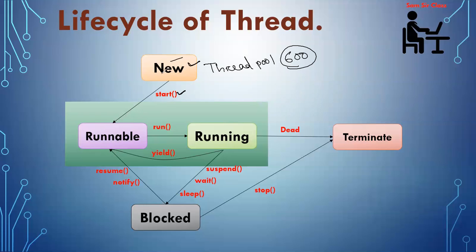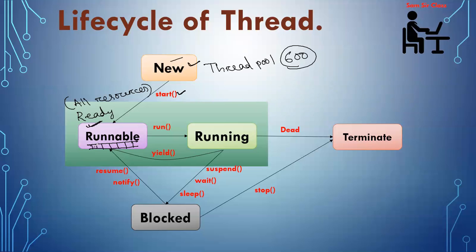That means they will come to a runnable state, and any thread inside the runnable state is ready for execution with all resources. All resources are available with the thread and it is ready for execution. So in runnable, one queue will be maintained. As per the data structure concept, a queue means first in, first out.